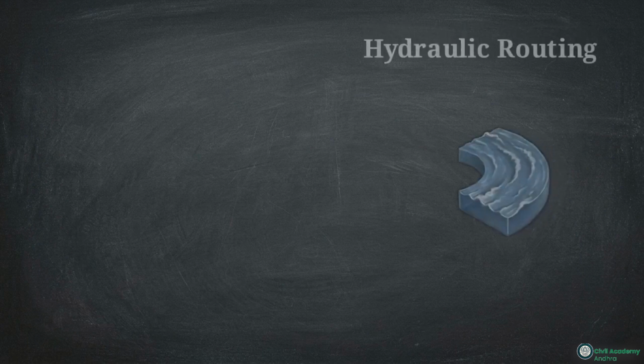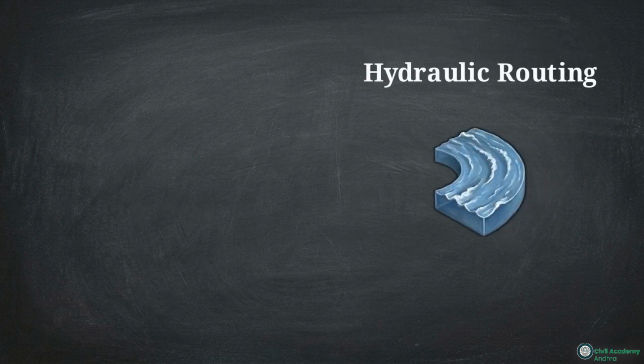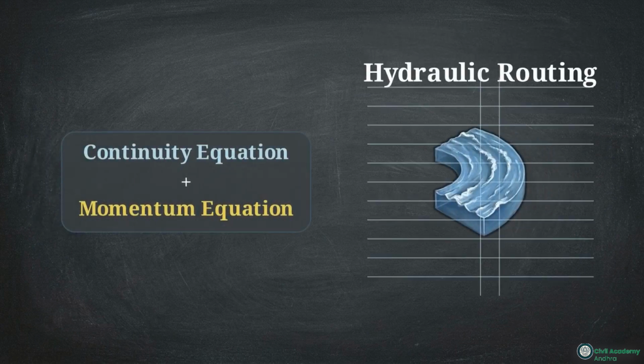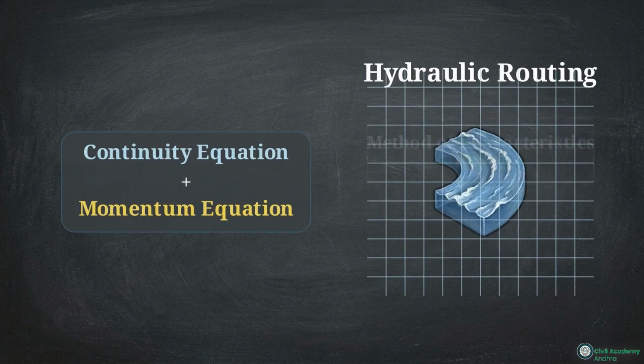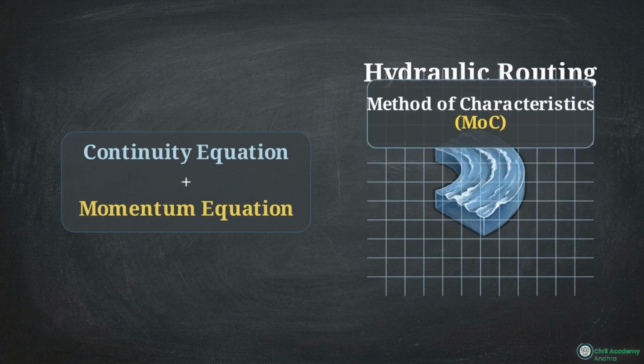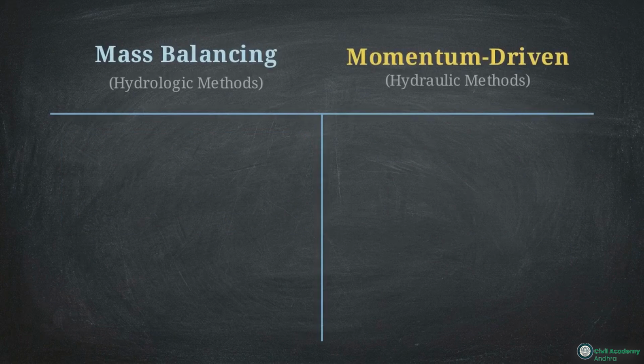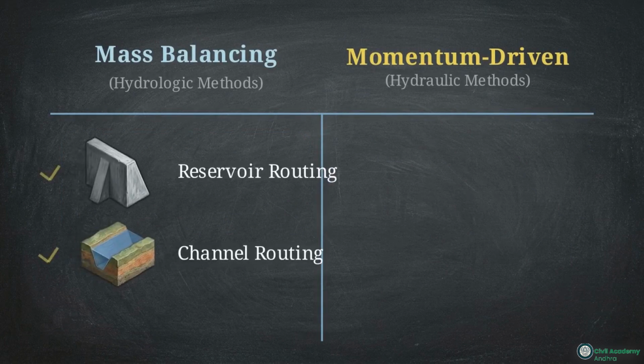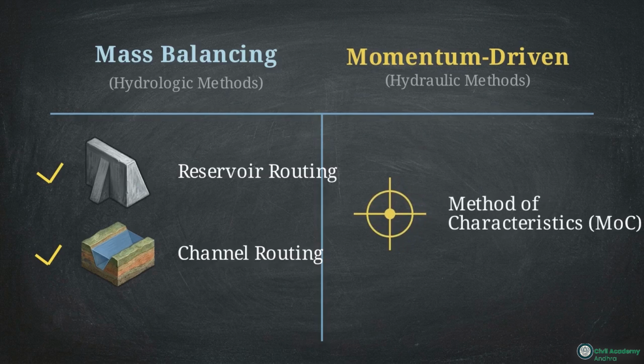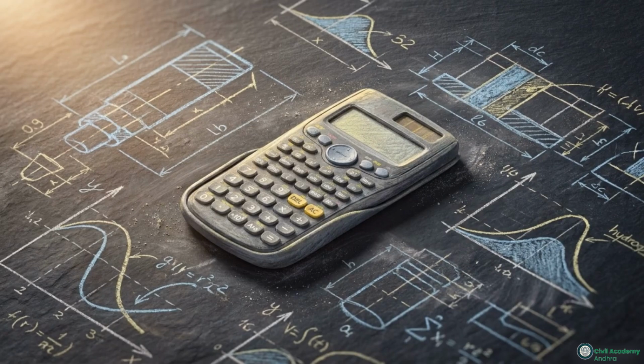On the right side of the screen is hydraulic routing. This incorporates both the continuity equation and the physical momentum of the water. The primary technique used for this complex flow is the method of characteristics. Engineers must categorize these tools properly: hydrologic methods for mass balancing in reservoirs and channels, and hydraulic methods for precise momentum-driven measurements. We've covered a dense sequence of formulas and methods.